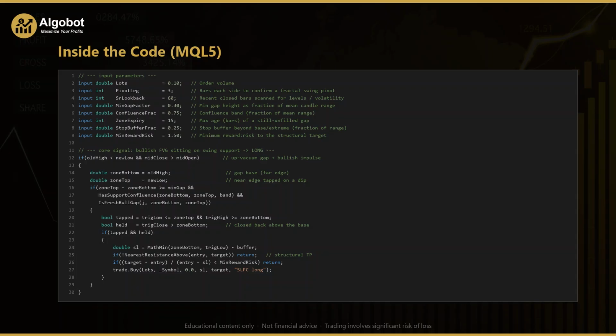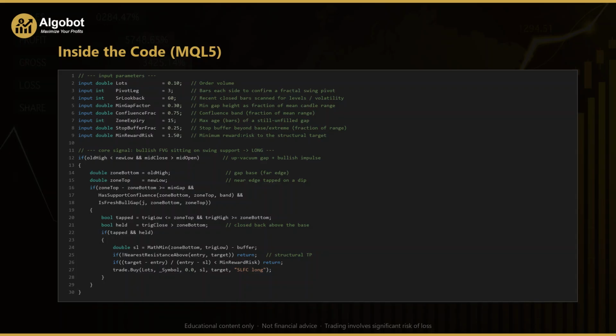The first condition checks that the older candle's high is below the newer candle's low and that the middle candle closed above its open. That's an upward imbalance driven by a bullish impulse. The gap base is the older high, the near edge is the newer low. The EA then requires three things together. The gap is tall enough, a swing support sits in its base region through has support confluence, and the gap is still fresh. Next it reads the trigger candle.